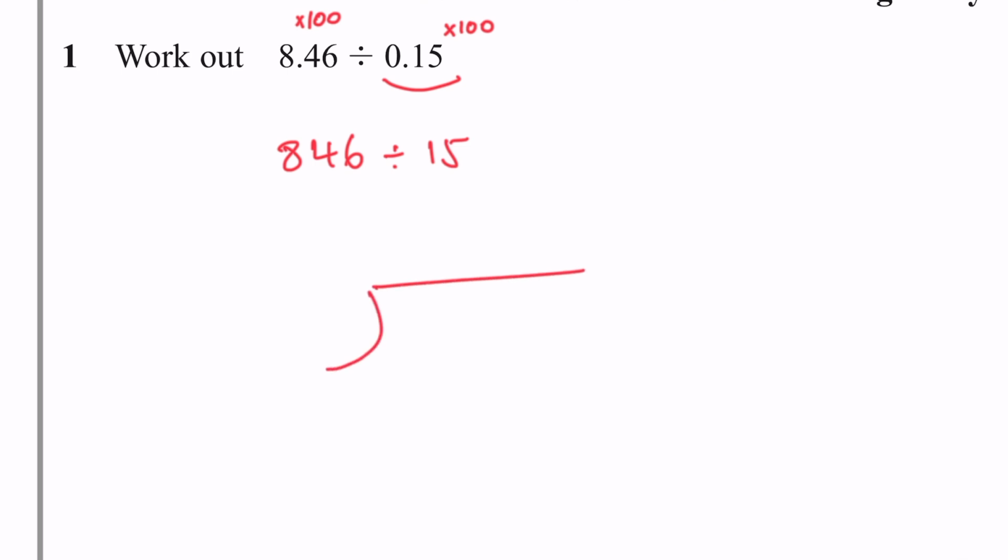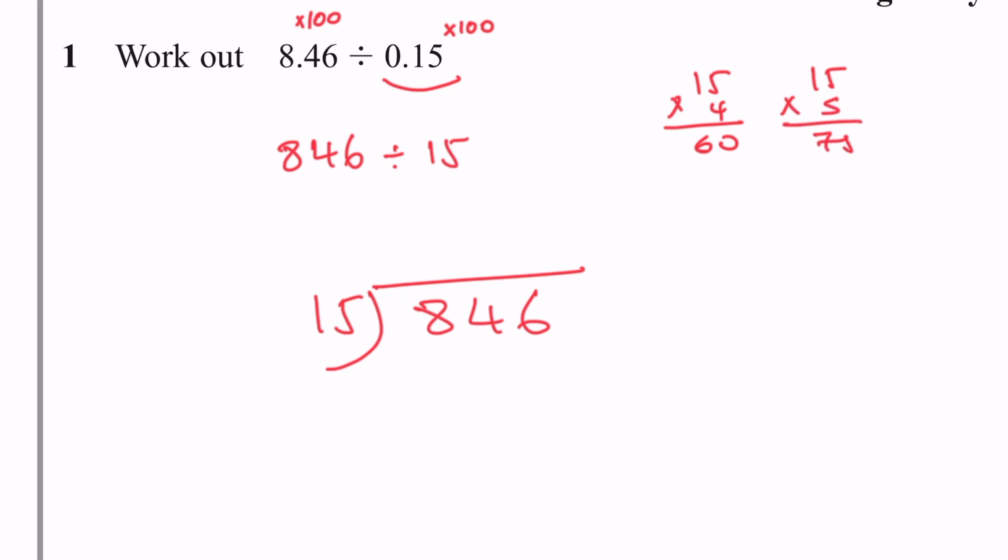You just divide as normal. 846 divided by 15. So you have to start by trial and error, and see how many times 15 goes into 84. So 15 times 4 is 60, so it's not enough. Then you do 15 times 5, which is 75. That's the closest to 84. And 15 times 6 is 90, so it's too much. So let's choose 5.